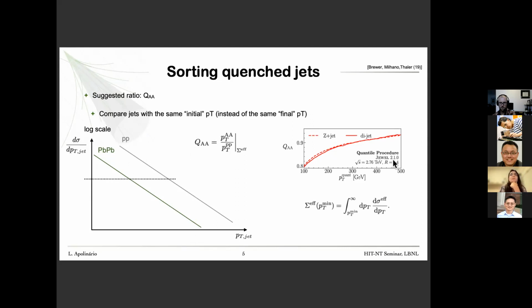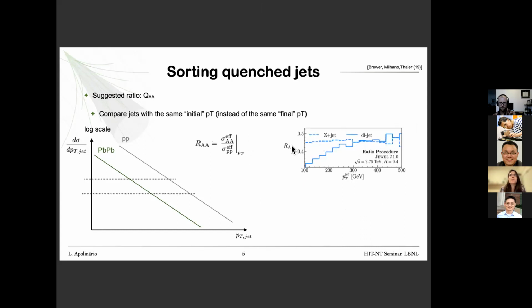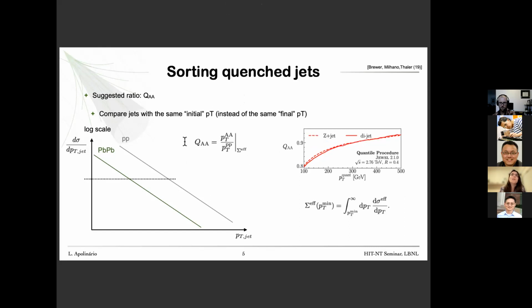And the quantiles, because the procedure was in fact to do a quantile of the cross-section and use this as one proxy for the initial PT of my jet. In this case, this means that I can compare exactly jets that had the same initial PT, and then I can control exactly what kind of energy loss effects these jets went through. As you can see here, the predictions, for instance, for the equivalent of the energy loss when using the R_AA for Z plus jets or dijets is quite different, while using the quantile, these two distributions actually match.